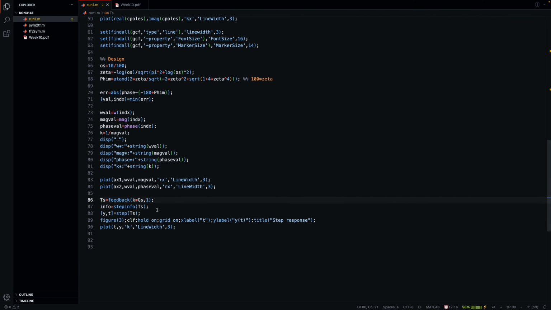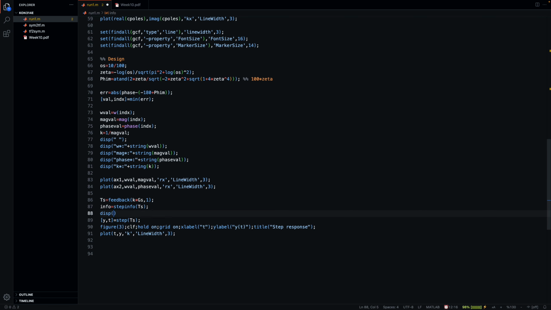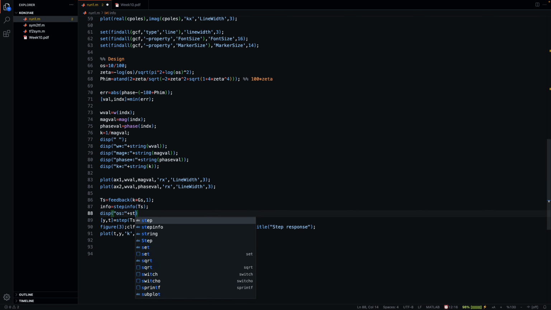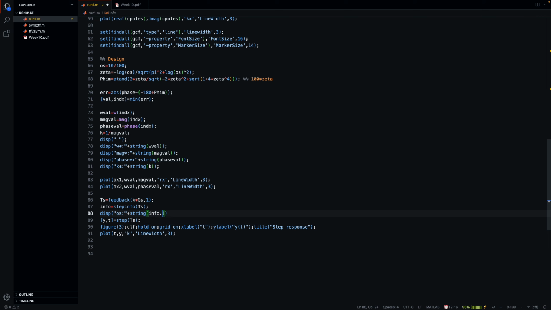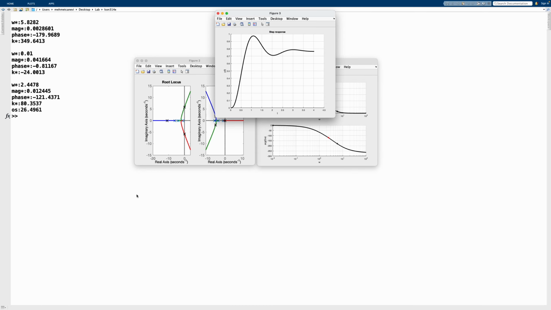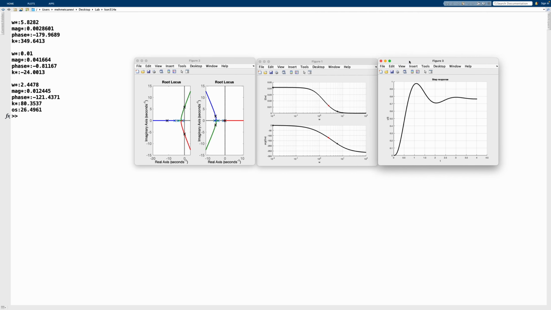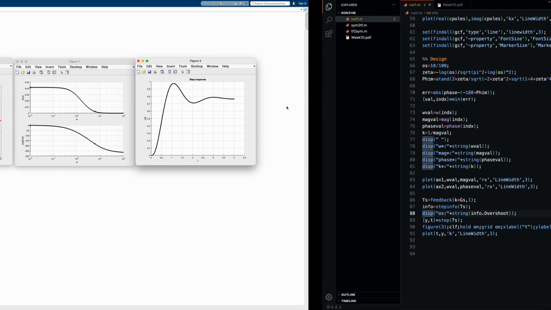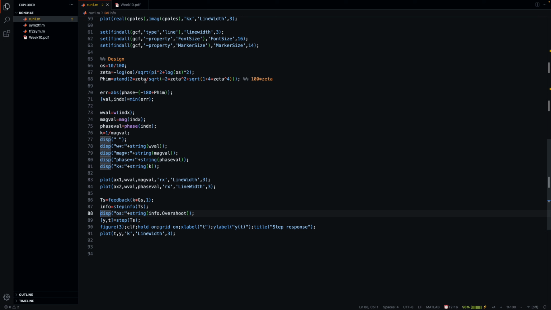Now, since we know this here, what we can do is we can display basically the overshoot value, info.overshoot, maybe also setting time, etc., but that's not really needed, so let's skip that. Now we can see that the overshoot value is not quite correct. It is 26%. What is the reason behind that? Well, this was an approximation, and as you might guess, we still have zeta in our formula.